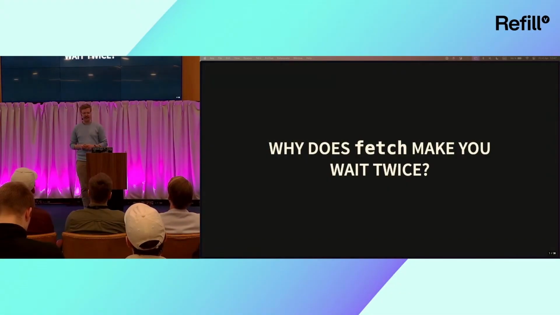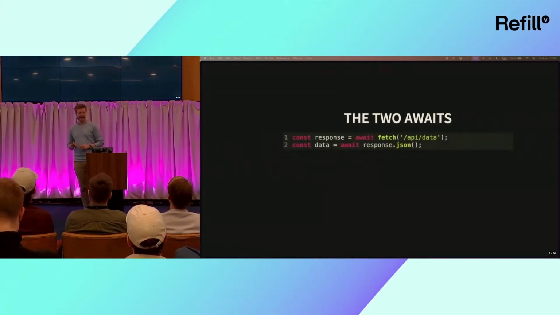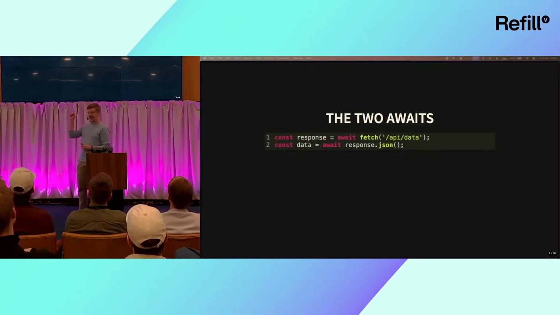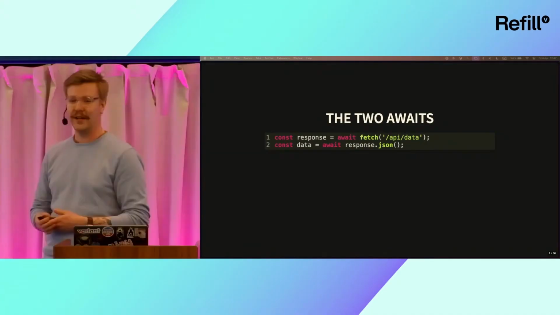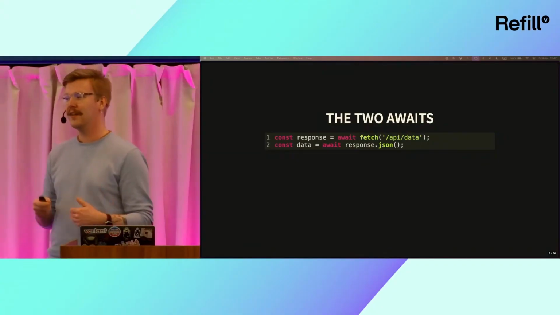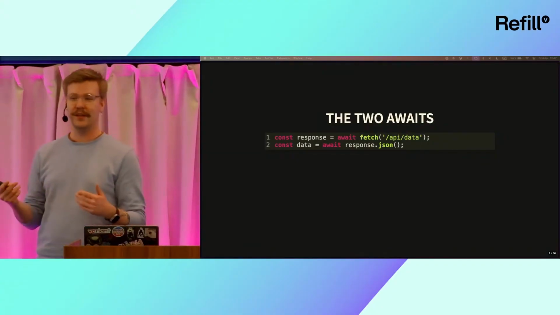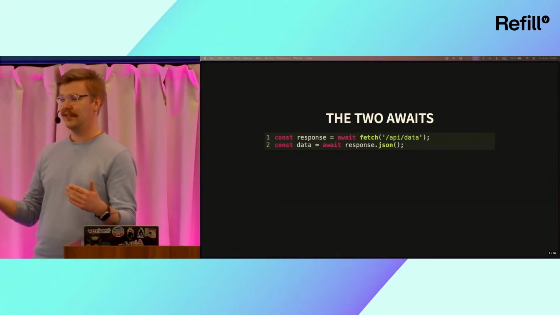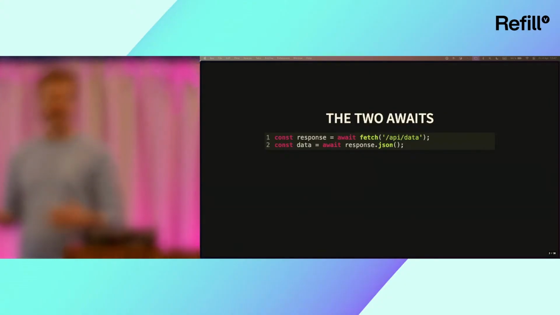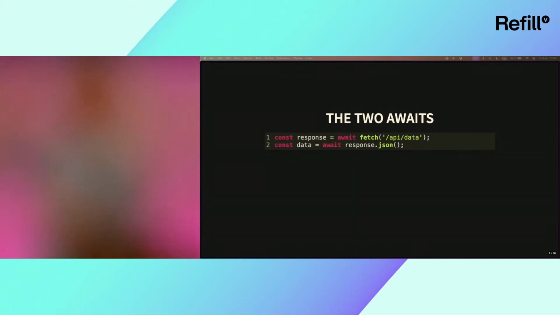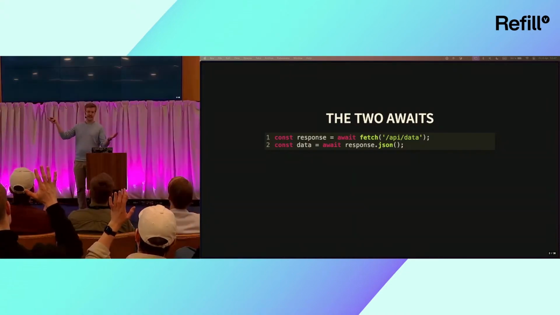Now we are going to talk about why fetch makes you wait twice. And the two awaits I'm talking about are the first one, when you actually make the request and you get a response. And the second one is when you say, I want to make this a JavaScript object and read it as JSON. Who here has written these two lines of code before? That's basically everyone.